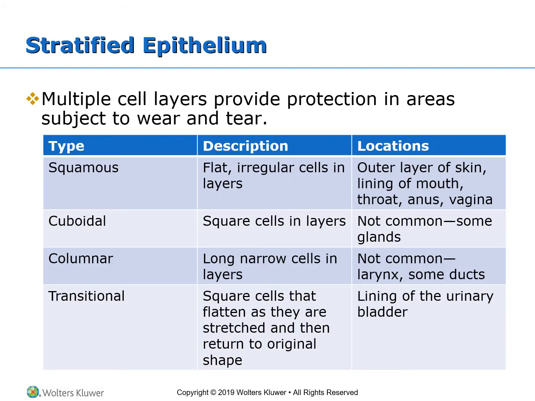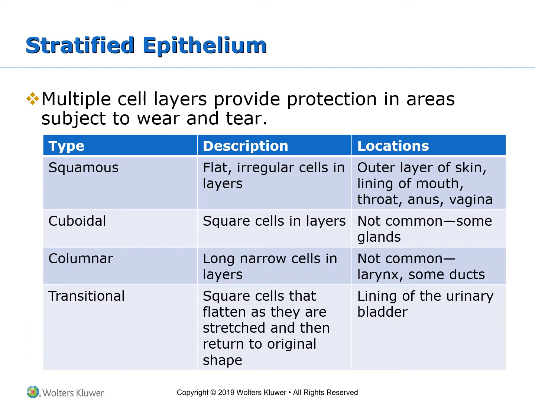Now for the stratified epithelium, we'll have the squamous one that will line those structures that need to provide protection. They're subject to wear and tear, and that's why you need more than one layer. Because if you have a tissue that needs to protect an area and is formed by just one layer of cells, once one of those cells is injured, the protection is pretty much inexistent. So we can find the squamous cells in the outer layer of the skin, lining the mouth, the throat, the anus, and the vagina.